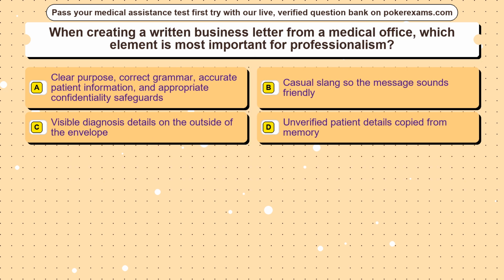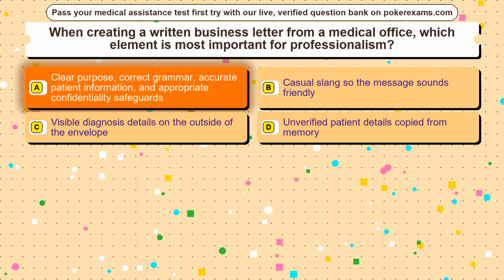Question 36. When creating a written business letter from a medical office, which element is most important for professionalism? Option A. Clear purpose, correct grammar, accurate patient information, and appropriate confidentiality safeguards. Option B. Casual slang so the message sounds friendly. Option C. Visible diagnosis details on the outside of the envelope. Option D. Unverified patient details copied from memory.